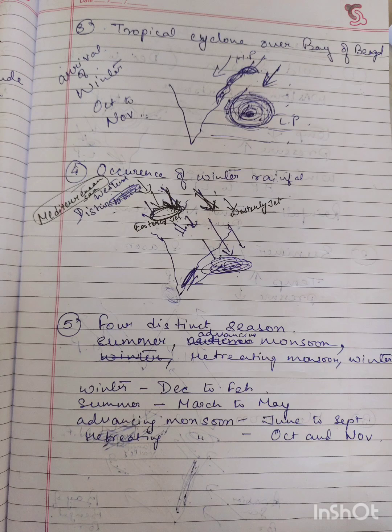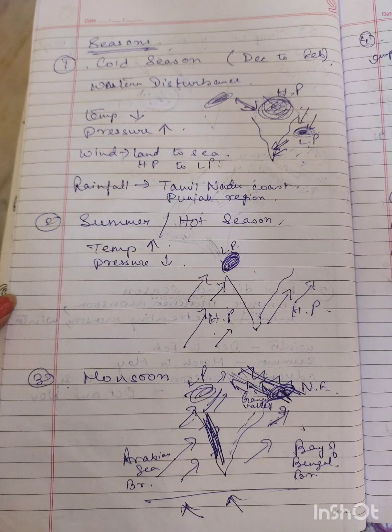Next, the four distinct seasons: the summer, the advancing monsoon, the retreating monsoon, and the winter season, which is the feature of the Indian climate. Over here we have no diagram to show. In the next diagram we will move to seasons.